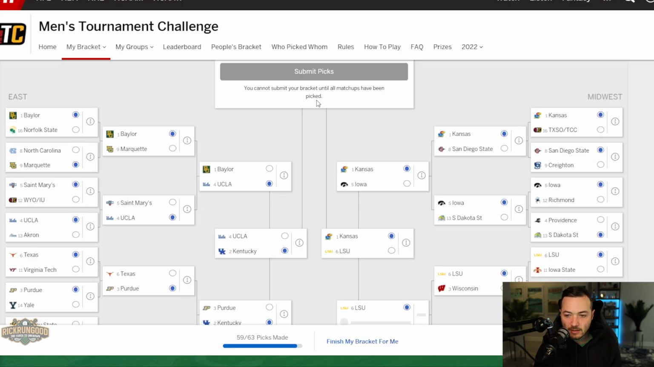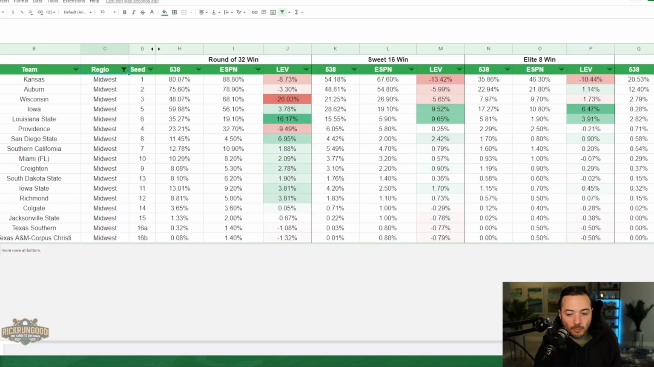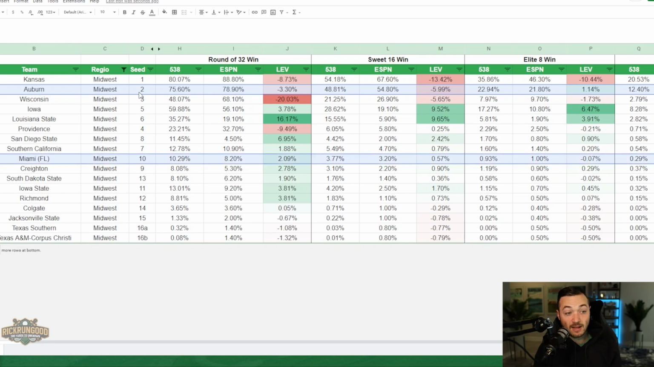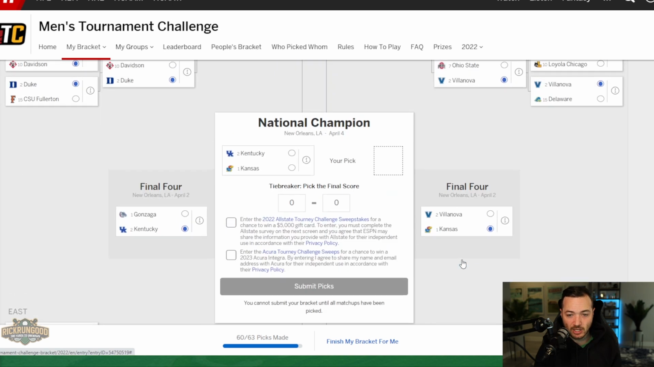The only one we need here is Miami or Auburn. Auburn, 75% of the time. Miami, 10% of the time. Actually, Auburn's not bad. Right? If you have Auburn going deep, if you have Auburn getting to the Final Four, you have positive leverage. We're going to just move them on one more time, but the Auburn stuff is not bad. I like the way this bracket is shaping up.